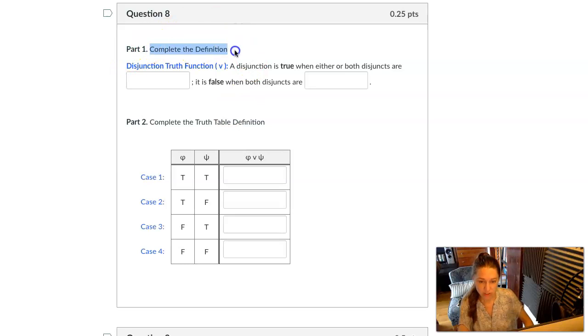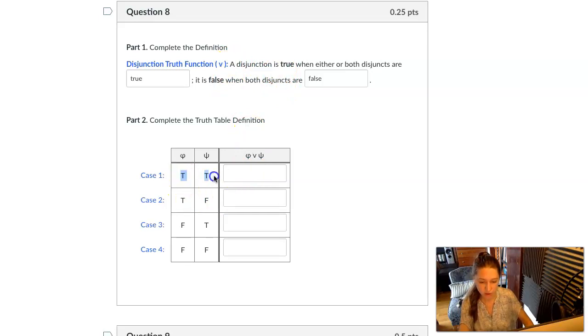Okay, one more to define. Disjunction truth function. A disjunction is true when either or both disjuncts are true, and it's false when both disjuncts are false. This is the special case. There's only one way a disjunction is false, and that's when both disjuncts, its parts, are false.